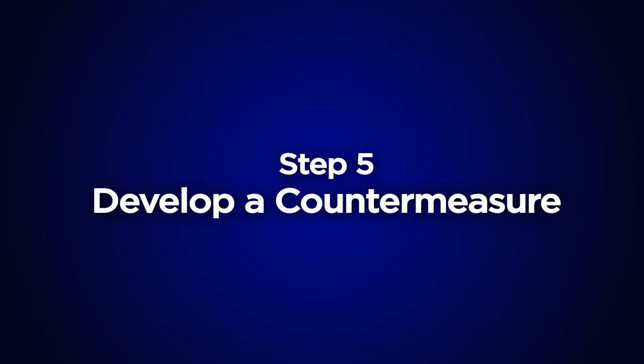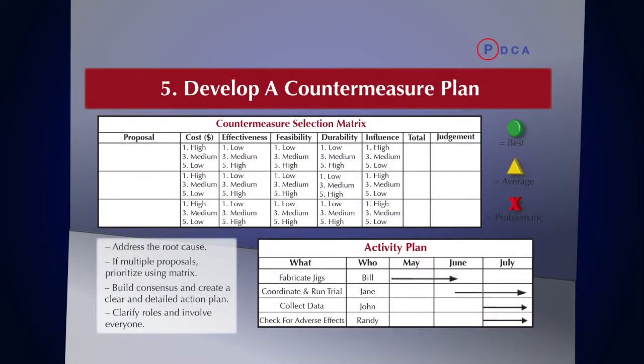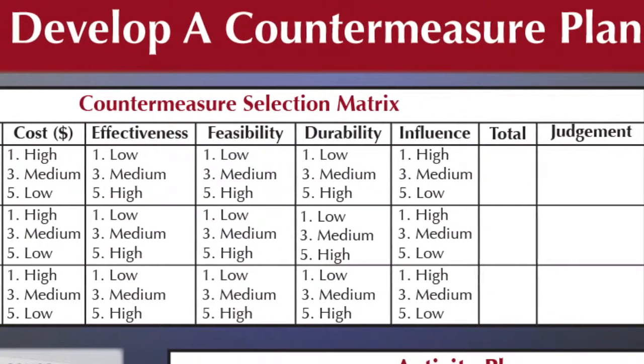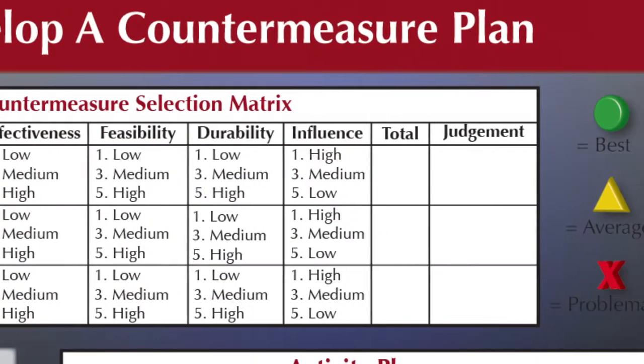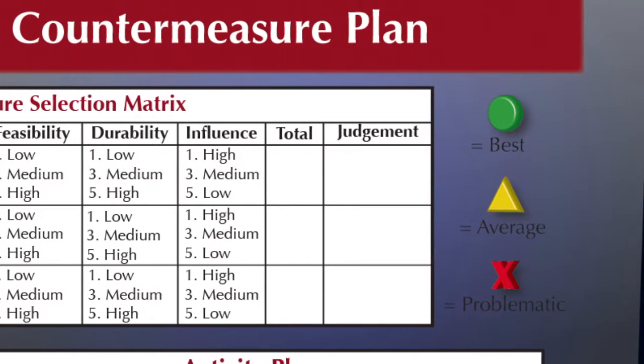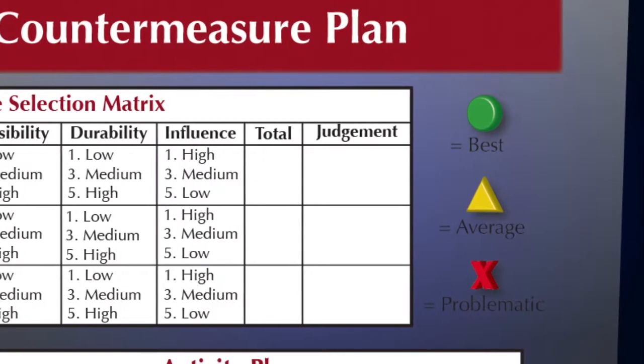Now that we have determined what we believe to be the root cause, in step 5 we develop a plan to address the root cause with a countermeasure. For problems with multiple proposals, a selection matrix can be used to prioritize the choices to help guide you to an appropriate decision. Each possible countermeasure can be scored in areas of cost, effectiveness, feasibility, durability, and influence.